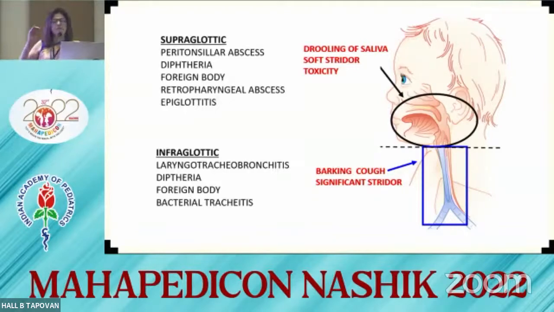But if you have a barking cough and a significant stridor, it's more likely to be infraglottic. Think of laryngotracheobronchitis. Diphtheria can come here. Foreign body can also come here. And bacterial tracheitis in an immune compromised sick child where you could have staphylococcal infection of the trachea. So this way also you can differentiate from where the stridor is coming.